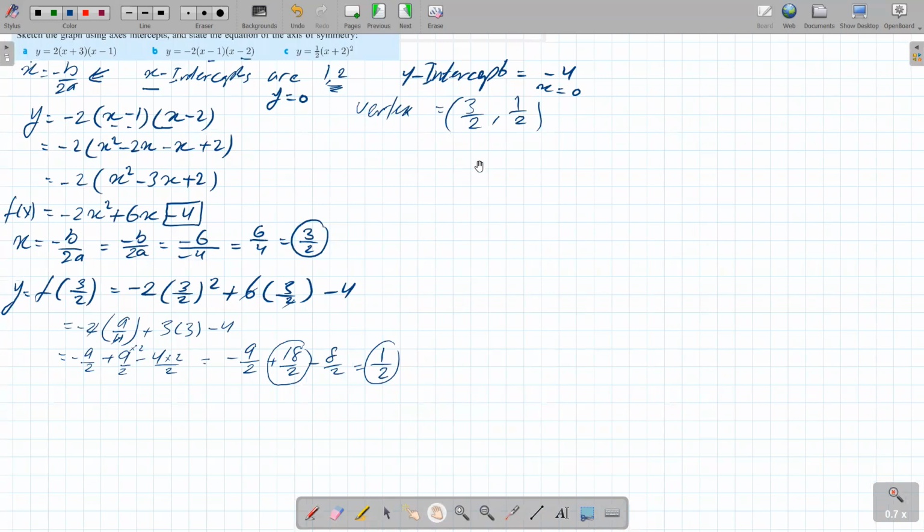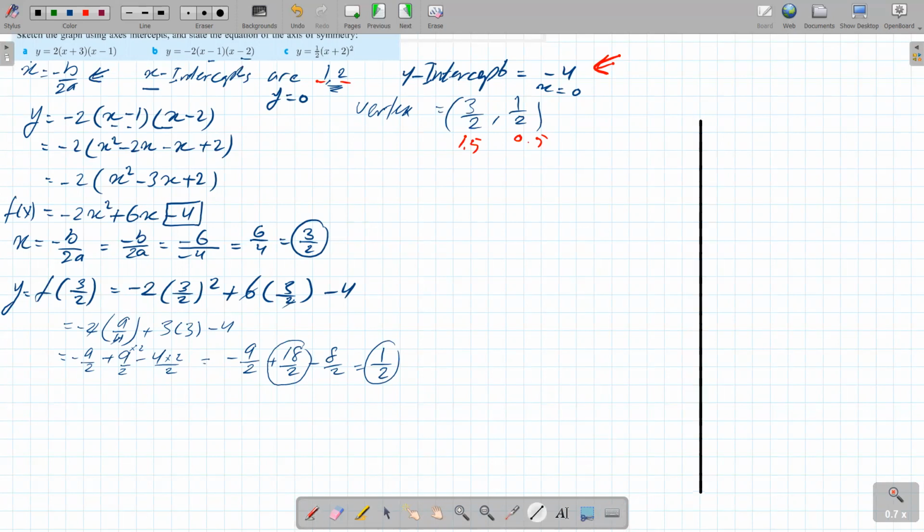Here we have the critical points. The first point should be the vertex, 3 over 2, which is 1.5, and half, 0.5 for the y-axis. And here we have the y-intercept equals -4, the x-intercepts 1 and 2, and that's it. We don't need any other information. Then we're going to graph our equation. And focus with me, please.